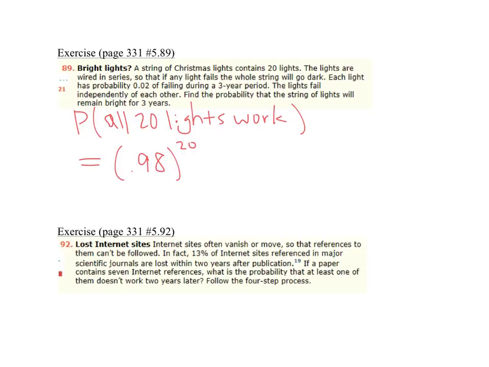So we have 0.98 to the 20th, which is 0.6676. So even with only a 0.02 or 2% chance of any light failing, there's only about a 67% chance that this string stays working for the 3 years that someone may own it.